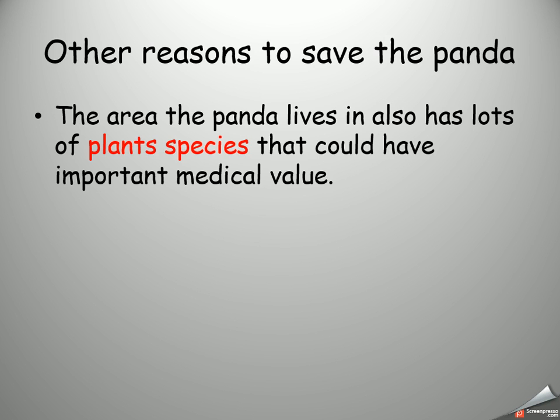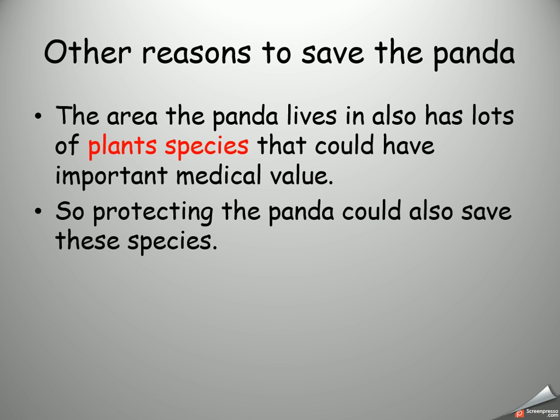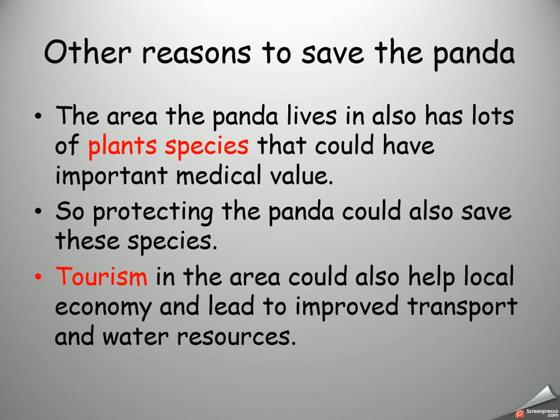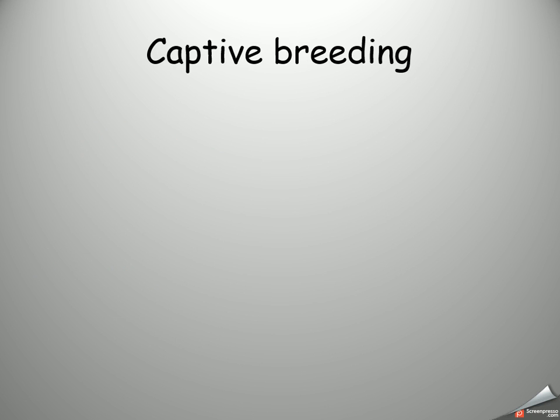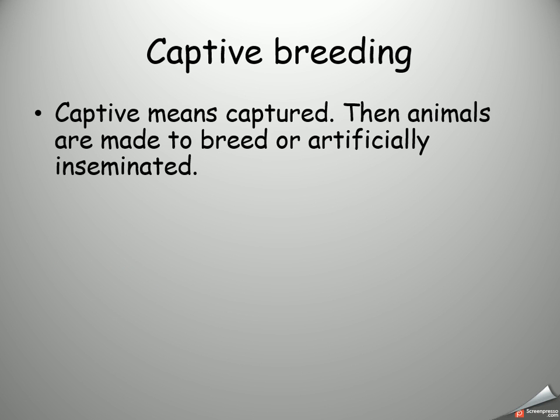Okay, other reasons to save the panda? Well, the area where the panda lives has a lot of plant species, and they could provide very important medical value. I mean, a lot of medical discoveries have come from plants, because there's so many thousands and thousands of different plant species. So protecting the panda could also save these species. And tourism. If you get guides showing people around the different areas where the pandas live, they can make money, and that brings tourism and a lot of money towards that area. And if they get money towards that area, they can help the local economy and lead to improved transport and water resources.